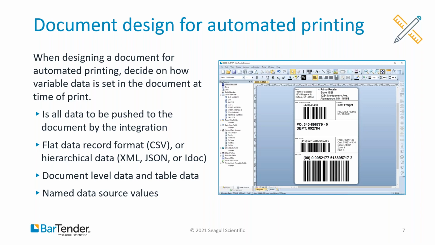Of course, if the document is connected to a fixed database, then you can provide query criteria data at time of print in order to find or return those records of data that you're wishing to print. So it's important that you design your document with automation in mind. And this is very much the same as it was the case with the integration platform.